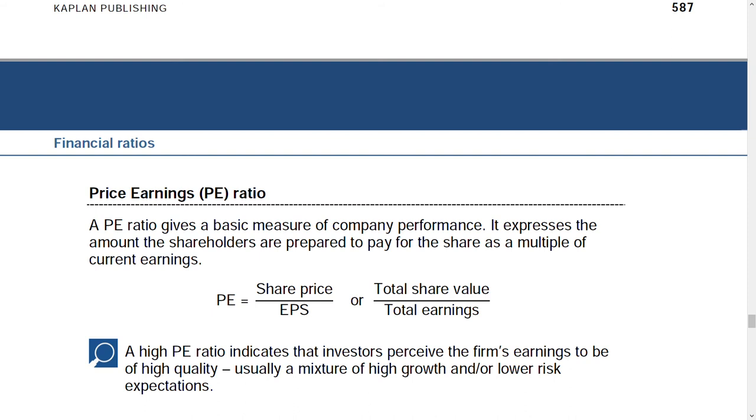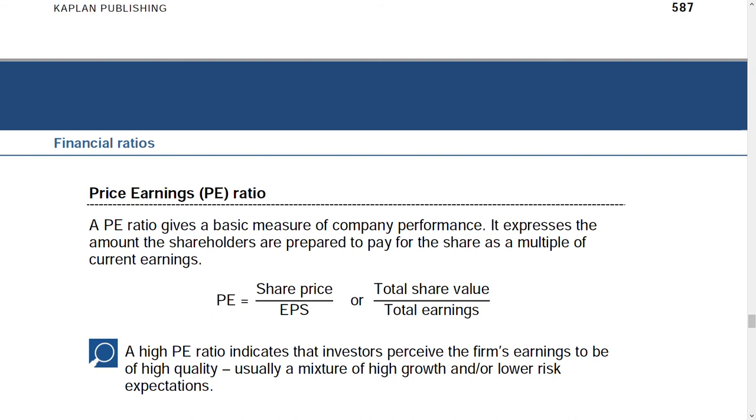It expresses the amount shareholders are prepared to pay for the share, as a multiple of current earnings. The formula is share price divided by EPS, or if it's the total share value, then it cannot be earnings per share. It has to be the total earnings. So if both top and bottom are totals, it will be total share value over total earnings. If not, then share price divided by earnings per share. Simple.